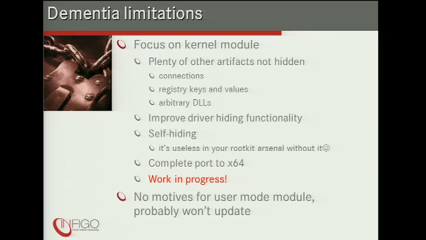One functionality that Dementia currently lacks is self-hiding. Without it, it's useless in your rootkit arsenal. So it is possible to specify Dementia user mode process and kernel process, but it's not a real self-hiding. I also have to port it to 64-bit completely without crashes and other things. That's definitely a work in progress.